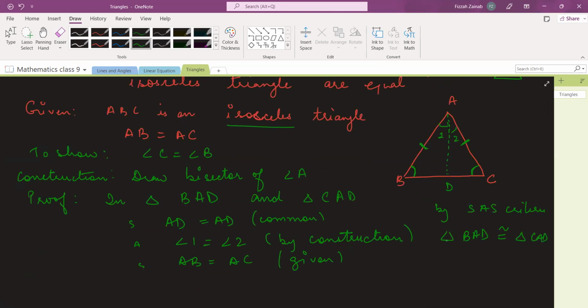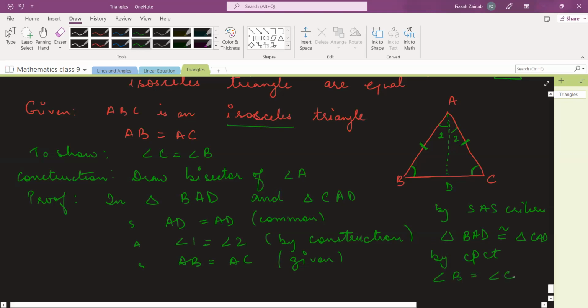Now if the two triangles are congruent, then by CPCT we can say that angle B is equal to angle C. Is this understood? Yes, ma'am. Okay.